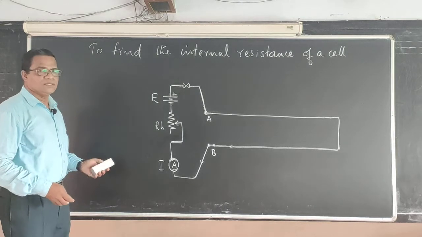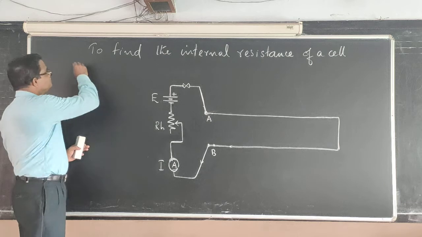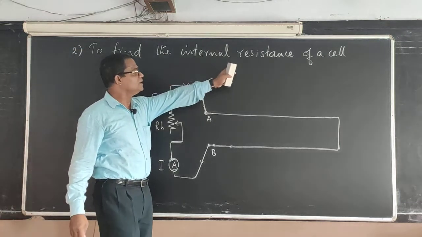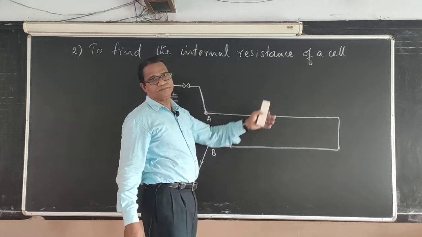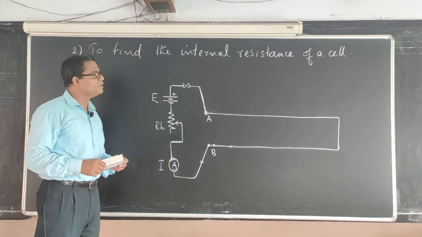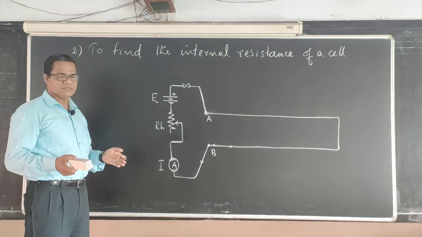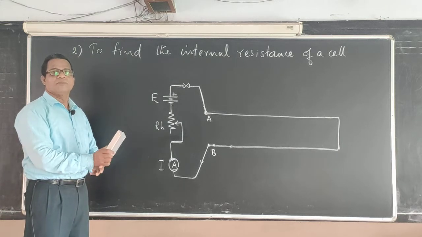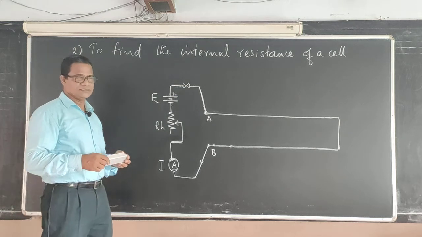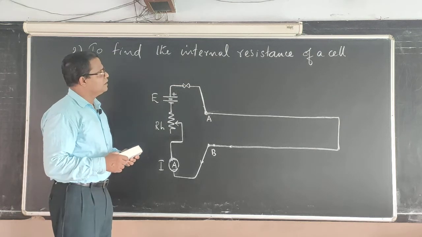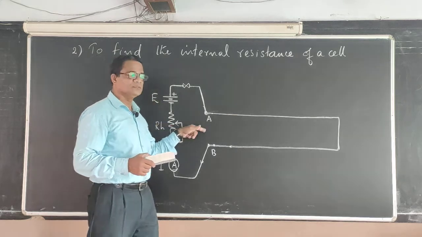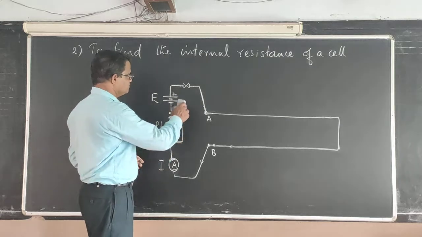Now potentiometer, the second application is to find the internal resistance of a cell. You know what internal resistance is and all that? The resistance provided by the cell in a circuit is called internal resistance. How to determine that internal resistance of a cell using the potentiometer.